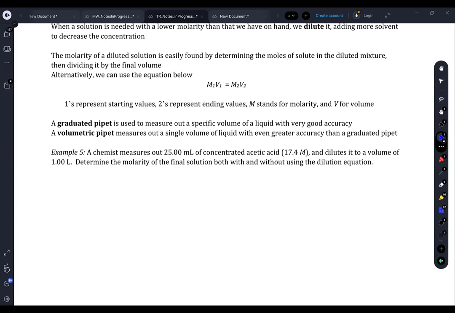Okay. So a chemist measures out 25 milliliters of concentrated acetic acid and dilutes it to a volume of 1 liter. So that means that is the final volume. Determine the molarity of the final solution, both with and without using the dilution equation. So let's use the dilution equation first.